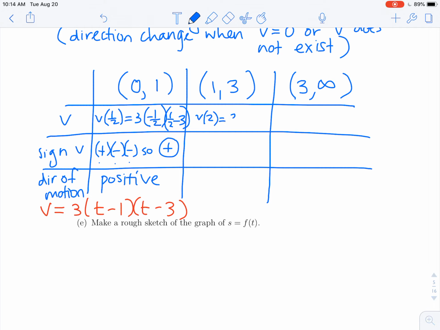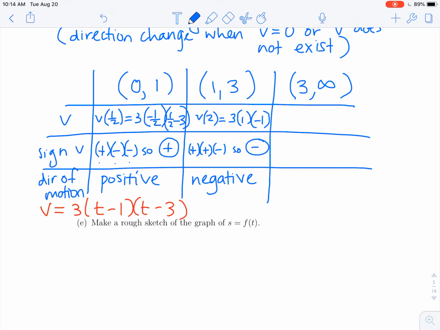which is going to be 3 times 2 minus 1, which is 1, times 2 minus 3, which is negative 1, again plugging into my factored velocity. So I get positive times negative, so overall negative. So the particle is moving in the negative direction on the interval from 1 to 3.